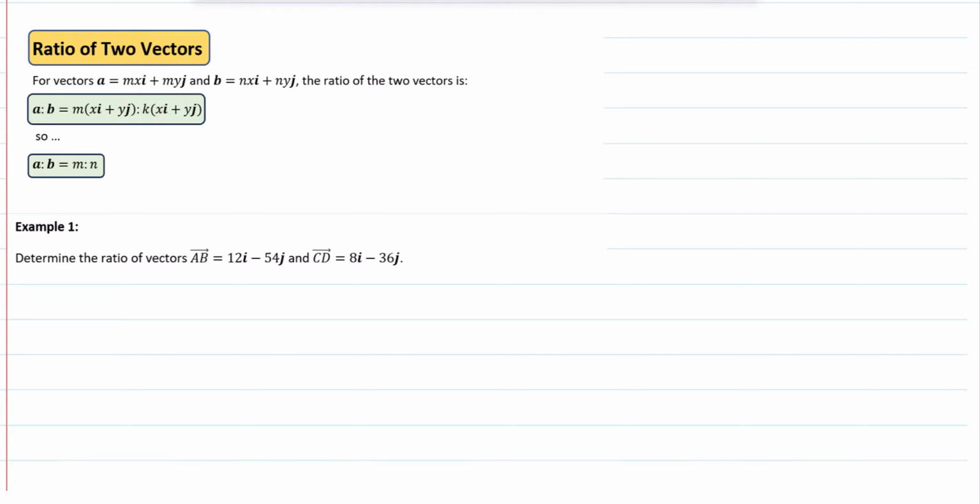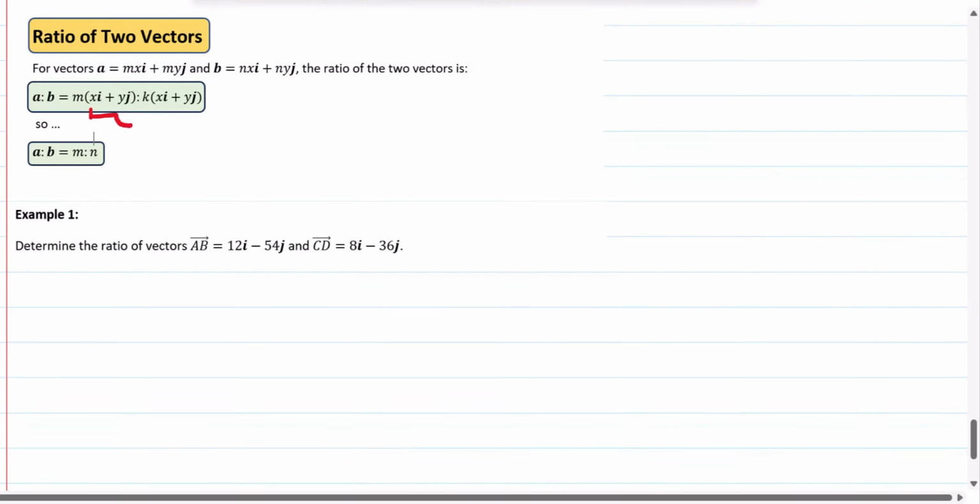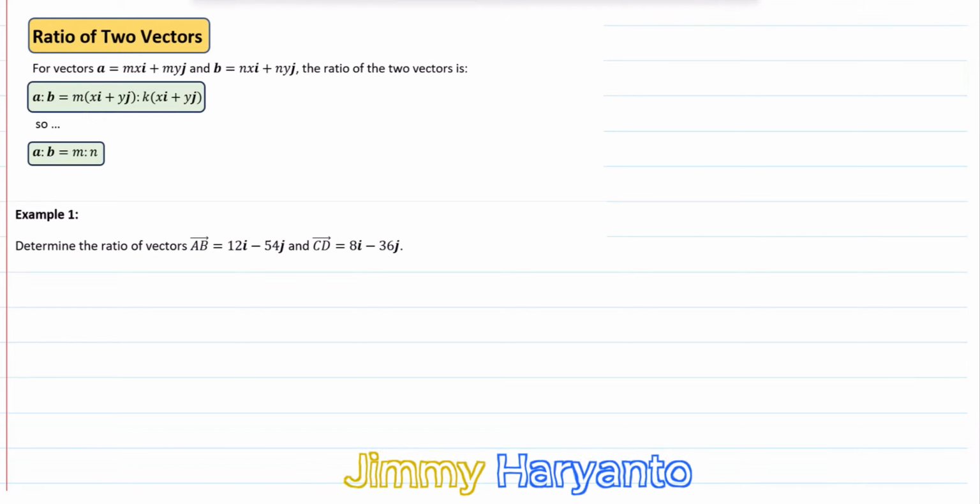So the idea in this section is to factorize the same common factors from the i component and also the j component, and also it has to be the same for both vectors. Yeah, the component of i and j after you factorize it has to be the same. If not the same, that means we cannot find the ratio.